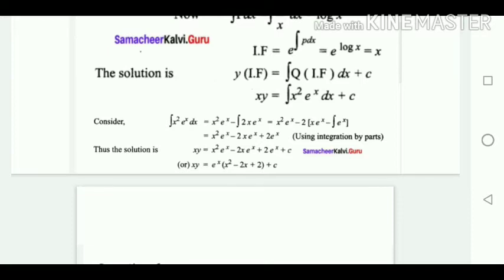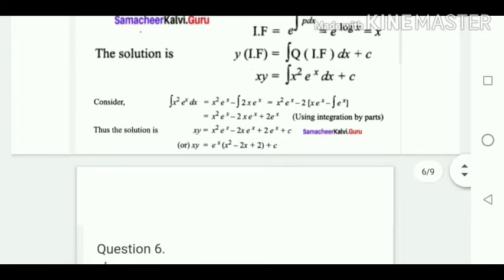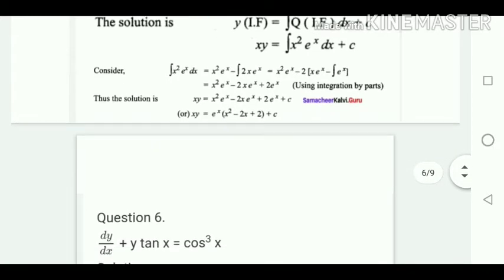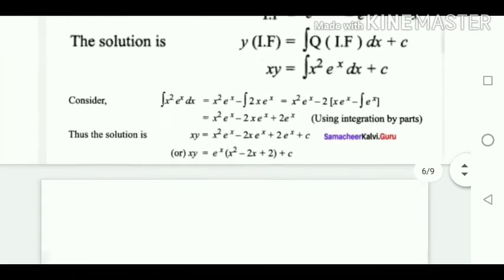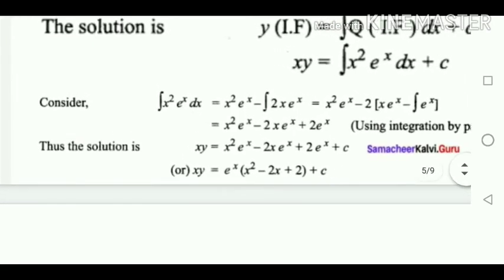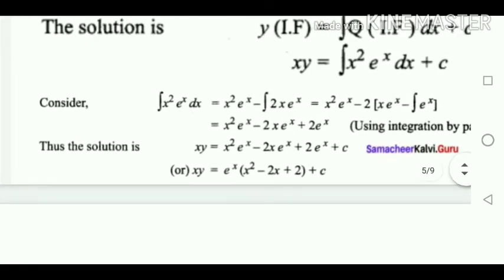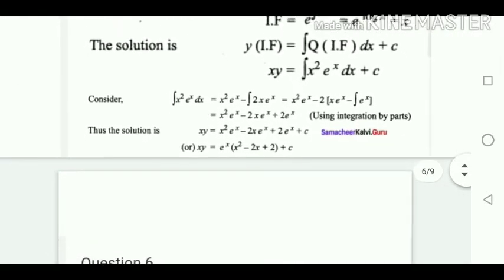After integration, here we apply integration by parts. We are getting the answer xy equal to e power x into x square minus 2x plus 2 plus c.